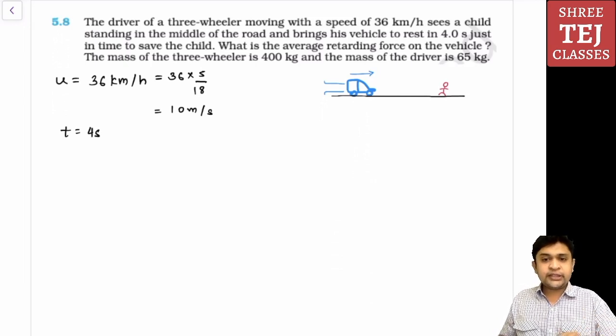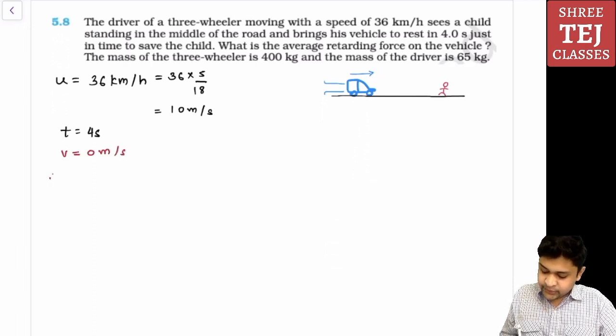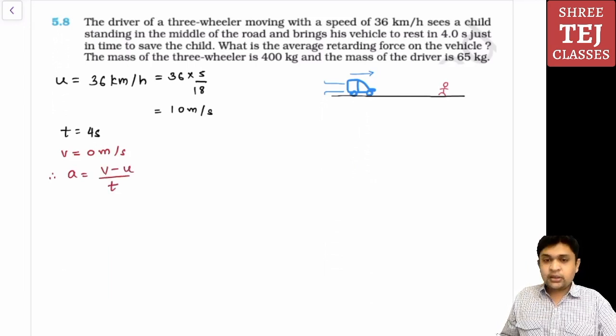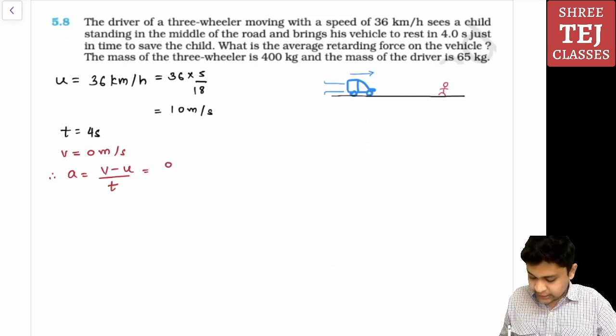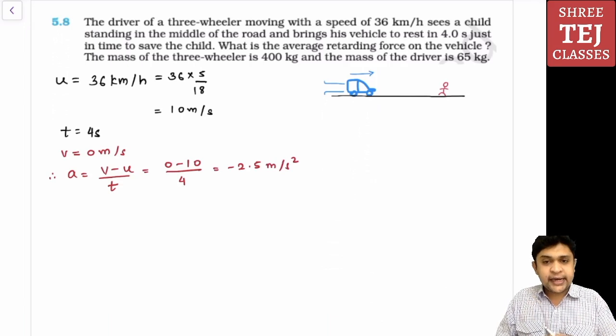What is the average retarding force? So first we will find the acceleration, then we will find the force. Because the three-wheeler is coming to rest, final velocity is 0 meter per second. Therefore acceleration is change in velocity divided by time. It also can be derived from first equation of motion, which is 0 minus 10 upon 4, which is minus 2.5 meter per second square, because the acceleration would be in the opposite direction of motion.